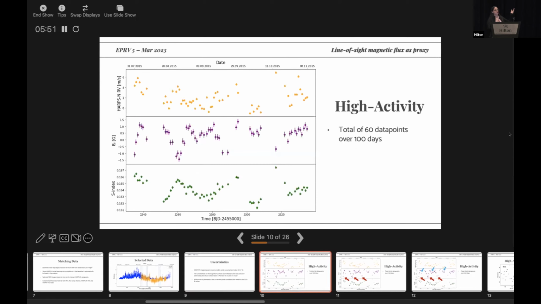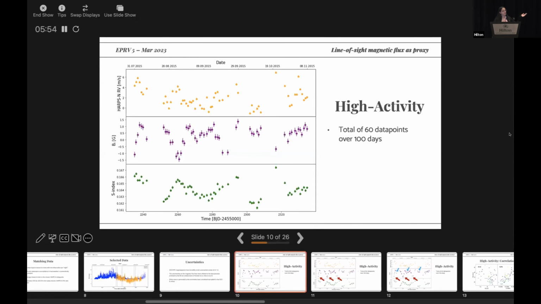Now, let's start by looking at high activity. This is what the chunks that I've taken look like: RV on the top, longitudinal magnetic flux in the middle, and S index on the bottom with error bars. This is over 100 days, and it's about 60 data points.